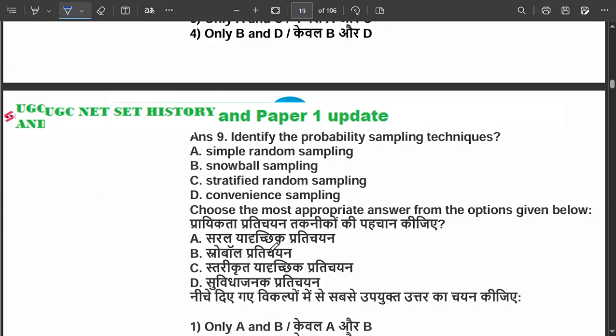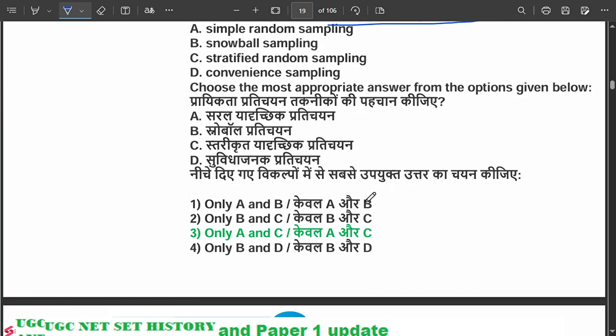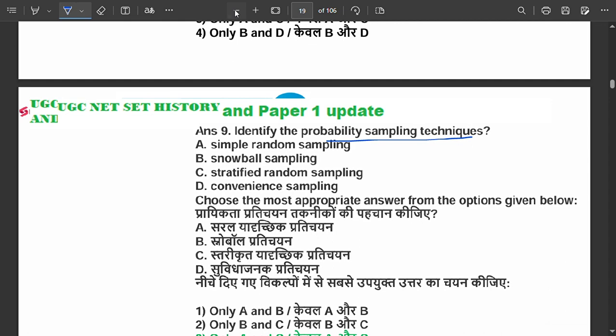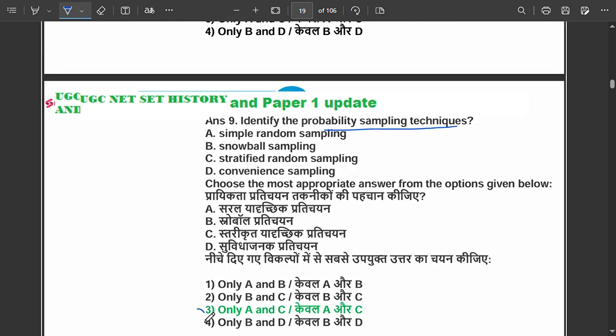Identify the probability sampling technique. A and C was the correct answer. Okay. Simple random sampling and stratified random sampling. A and C was the correct answer. Option number 3. Next, question number 10.